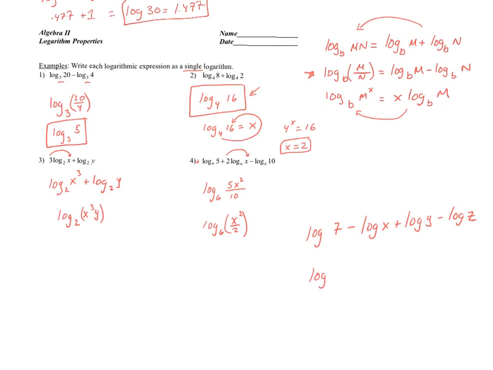So positive logs are the first and the third, so their arguments go up in the numerator. Negative logs, the second and the fourth, their arguments are going to go in the denominator. And again, I'm only writing the word log once. Okay, don't write the word log for the numerator and the word log for the denominator. Remember, single logarithm.